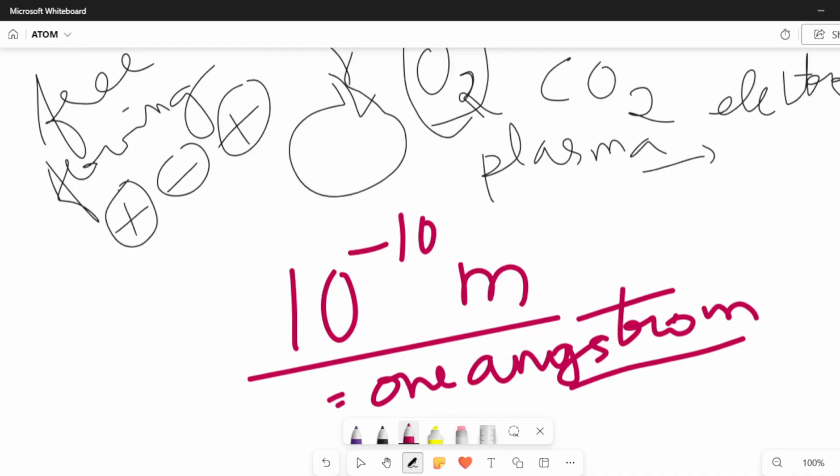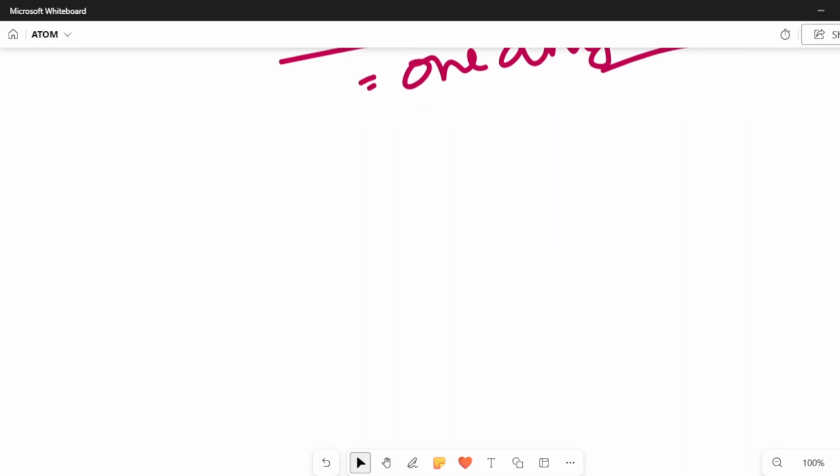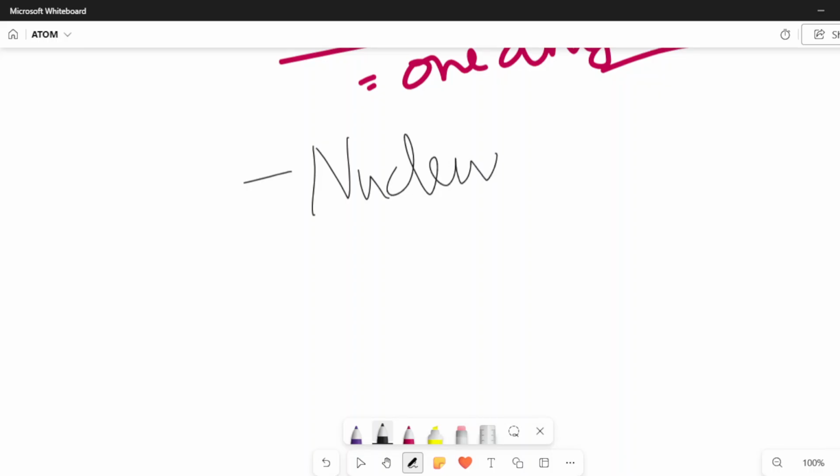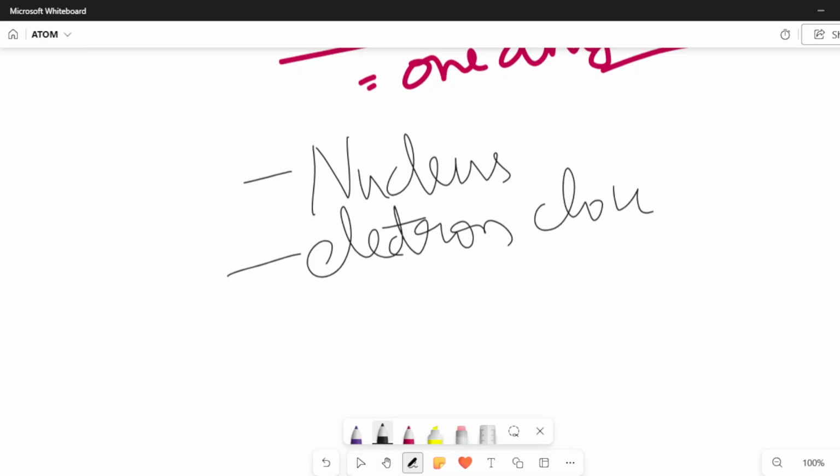Now you will see the structure of an atom. Let me draw it so that you understand how the atom looks. It consists of two main parts. One is the nucleus, the other one is the electron cloud around it. The nucleus is the center part of the atom.